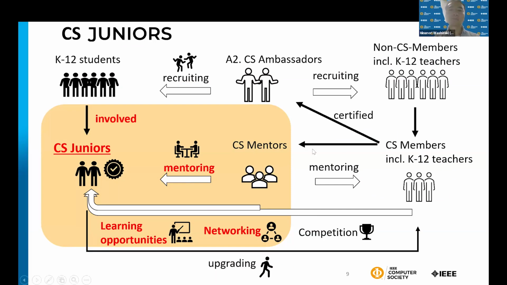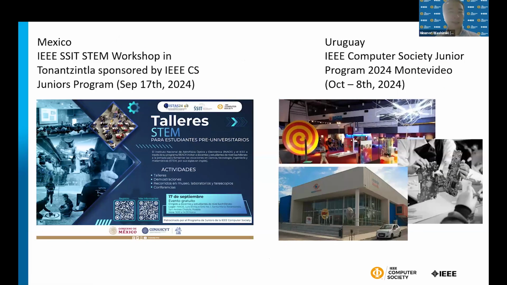Indeed, it is happening right now. This week there was a STEM workshop in Mexico, sponsored by the IEEE CS Juniors program. And next month, we are going to implement another event under the umbrella of the IEEE CS Juniors program in Montevideo, Uruguay. So I hope SYP activities would continue STEM workshops or opportunities under this umbrella, CS Juniors. This is one new initiative, okay?